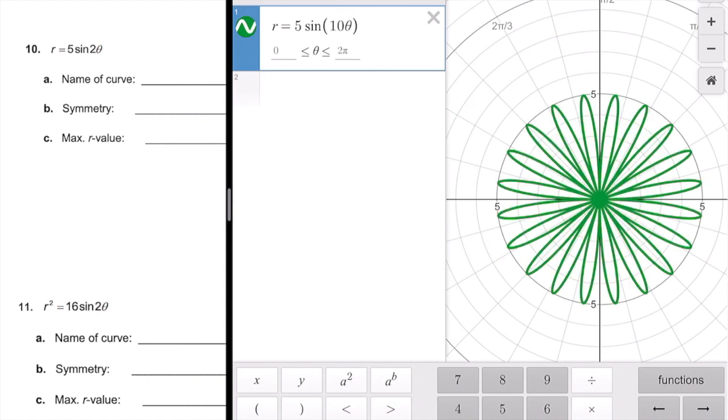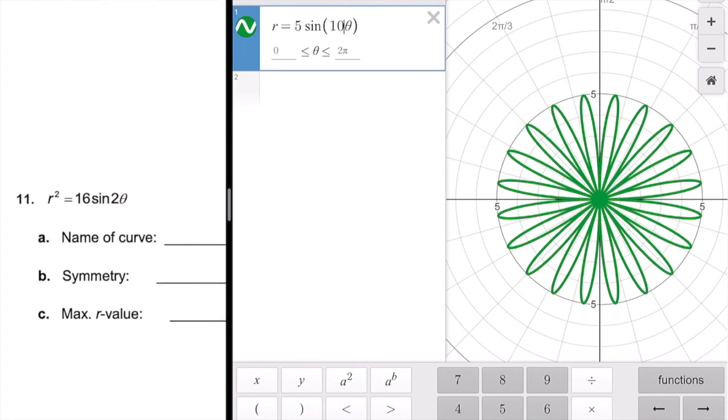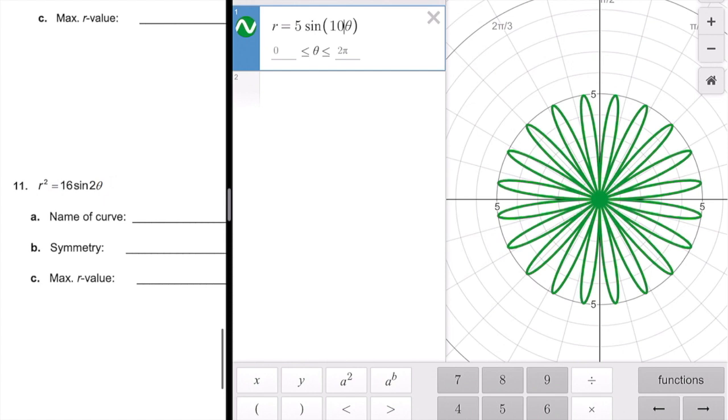What is a 20 petal? This is 10. So this is really fun to play around with, which we'll get into. Those are some of the ways to play with the florals. Let's go ahead. I think this next one, r squared equals 16 sine 2 theta, is a very cool one.